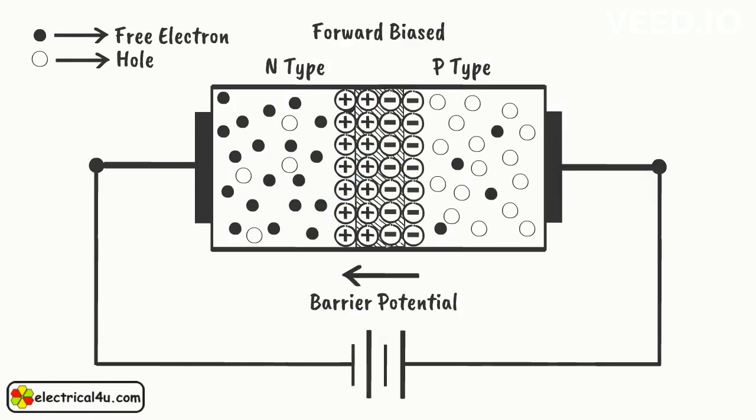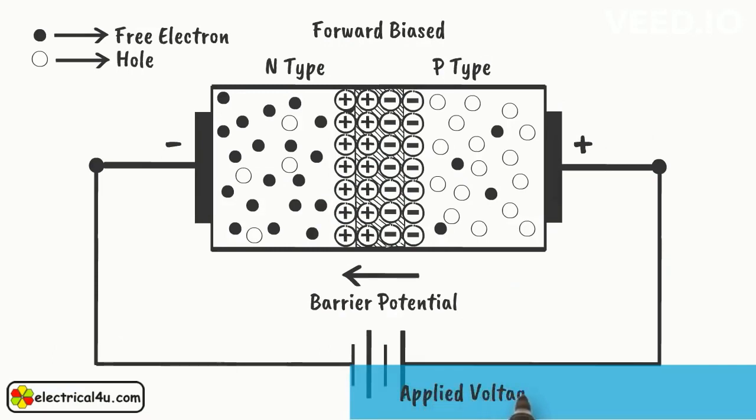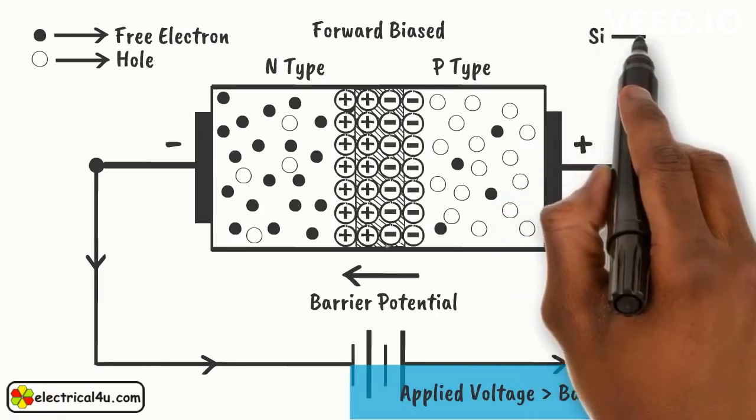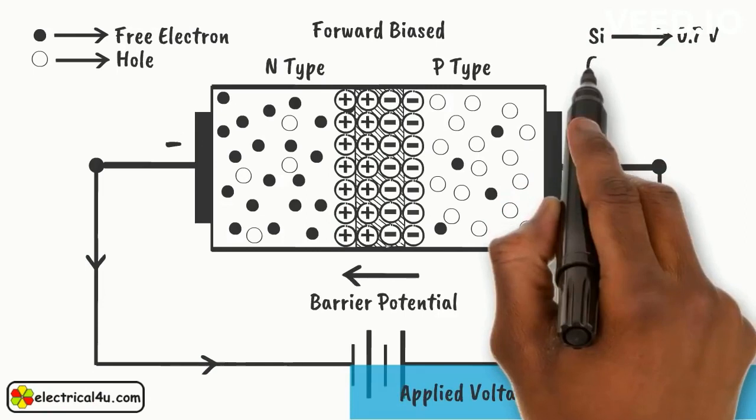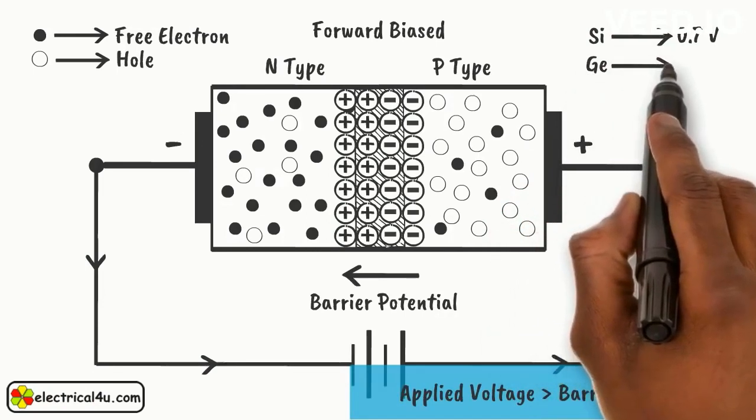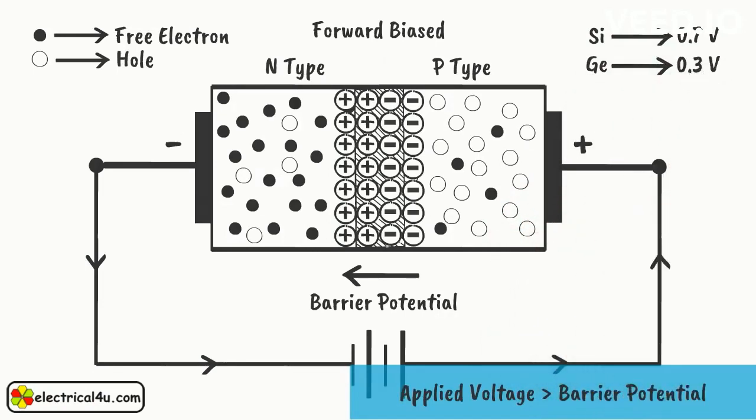We already told that there is a barrier potential across the junction. This barrier potential acts in the opposite direction of the forward applied voltage. So, there is no forward current through the diode unless the magnitude of the applied voltage becomes more than that of the barrier potential. This voltage we refer to as forward biased voltage. For silicon, forward biased voltage is 0.7 volts. For germanium, forward biased voltage is 0.3 volts.